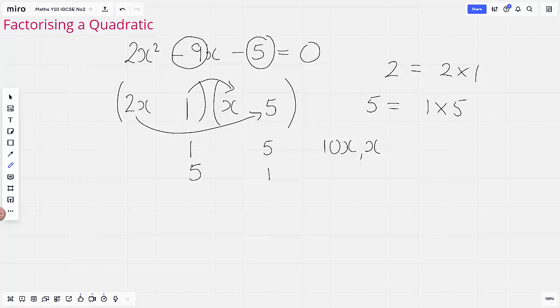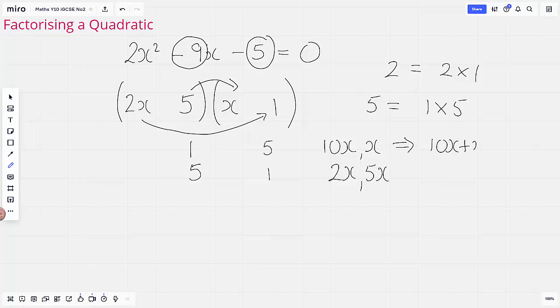Let's try it with the 5 and the 1 instead though. So I'll put in here a 5 and a 1. Now we're going to get 2x times 1, so we get 2x, and a 5 times x will give me 5x. Well, in combination I could get a 10x plus an x to give me 11x. That would not satisfy the minus 9x.